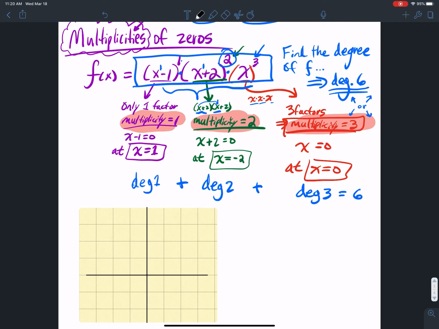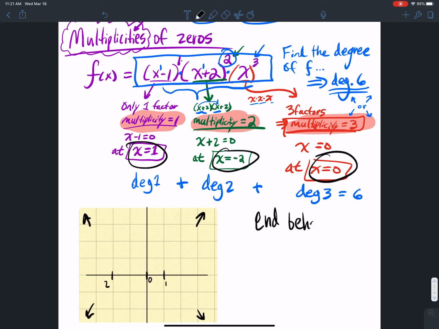So where are my roots at? My roots are at 1. My roots are at -2. My roots are at 0. So these are critical points here. Okay. The graph. Now, either both are going up or they're both going down. So we have to figure out my end behavior to graph this.